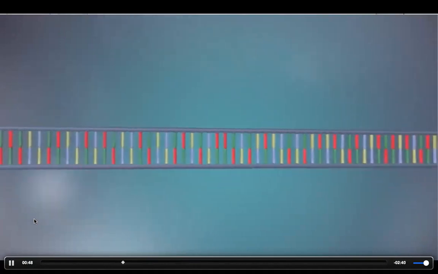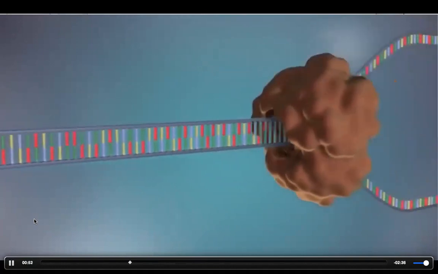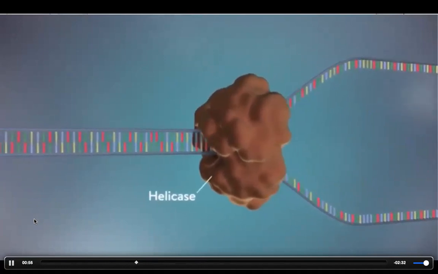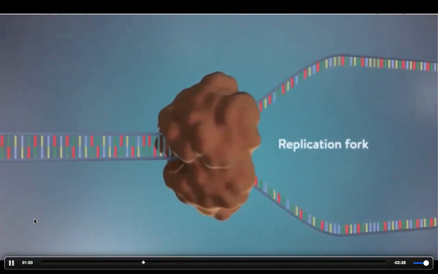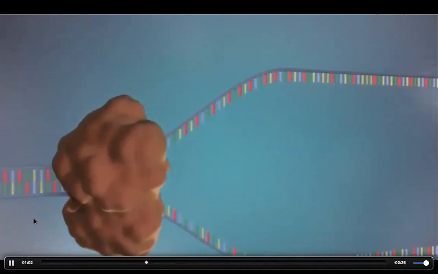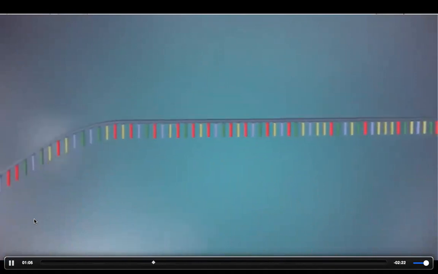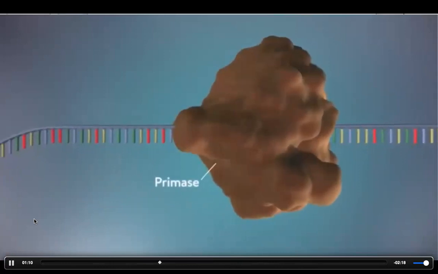The first step in DNA replication is to separate the 2 strands. This unzipping is done by an enzyme called Helicase and results in the formation of a replication fork. The separated strands each provide a template for creating a new strand of DNA. An enzyme called primase starts the process.